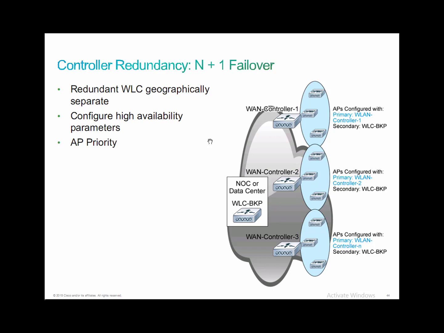Use AP priority in the event that you don't have enough licenses, which is oversubscription, because while each controller is operating independently, you may have enough licenses, but on a single controller, you may not have enough licenses to support all of your APs. Make sure you also use the controllers that actually support high availability, which is the 2500s, the 5508, the 7500, and the 8500.